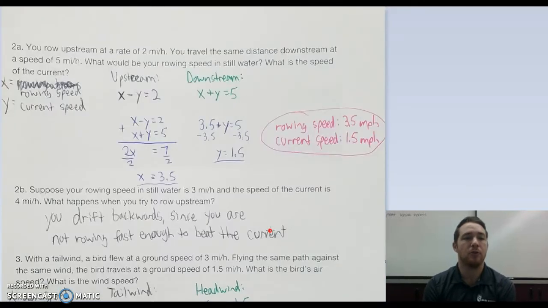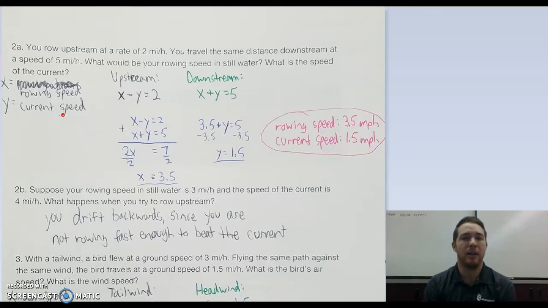So the first one's talking about rowing upstream or downstream. So I row upstream at a rate of 2 miles per hour. I travel the same distance downstream at 5 miles per hour. We have to use that to figure out my rowing speed if the water was still, and also the speed of the current, so the speed of that river that we're rowing against. So we're going to choose x to represent the first thing we're trying to find, which is rowing speed, and y is going to be the speed of the current.